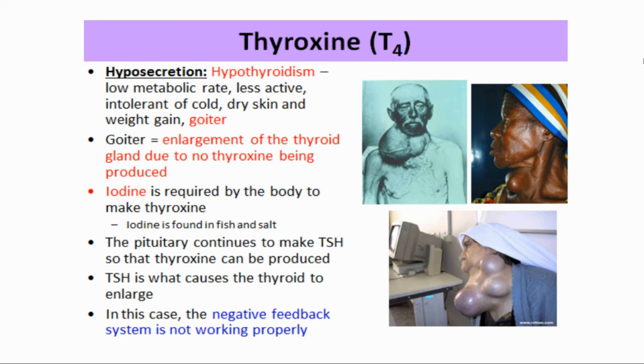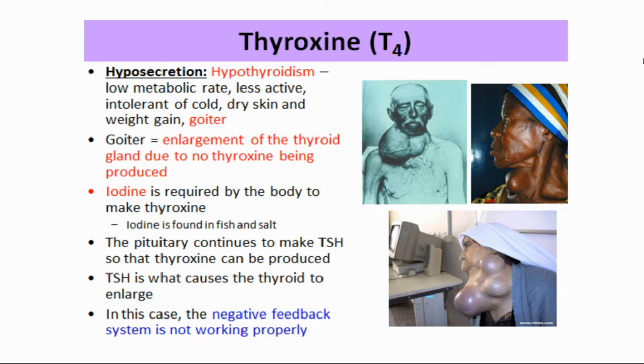So along with TSH and iodine, we can make thyroxin. But if we cannot make enough thyroxin, if our anterior pituitary just keeps hitting us with TSH, and our body's not making thyroxin, what happens is your thyroid gets enlarged as it's trying to produce more and more thyroxin, but it can't because there is nothing to make.